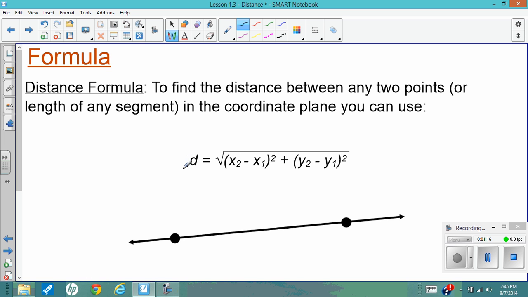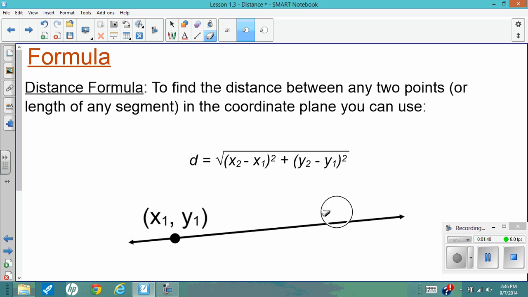D represents distance. The x's and the y's both come from coordinates of 2 points. And these 2 and 1, they're subscripts of x, subscripts of y. They're just labels. It doesn't mean to multiply x by 2 or y by 2 or x by 1 or y by 1. They're just labels. x1 and y1 come from a point, and x2 and y2 come from the other point. So there's x1, y1 labeling point 1, and x2, y2 labeling point 2, and I got rid of our point, so let me get it back.